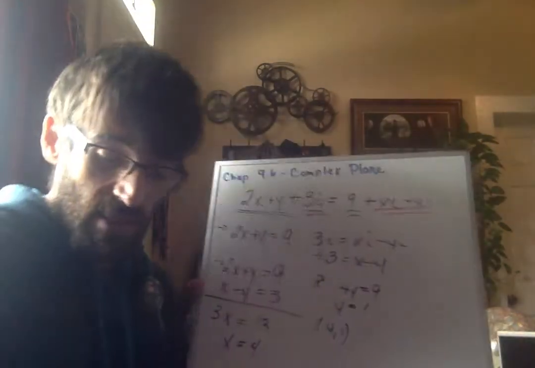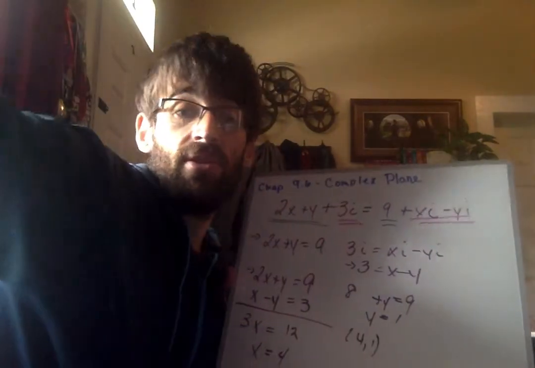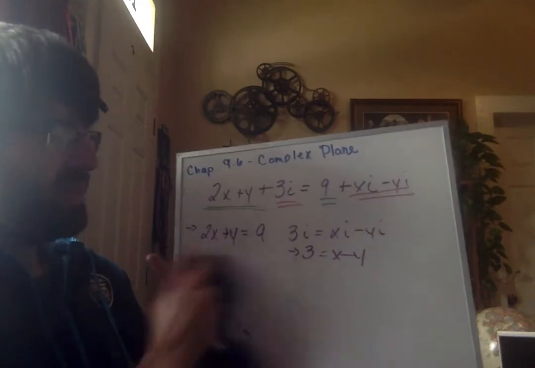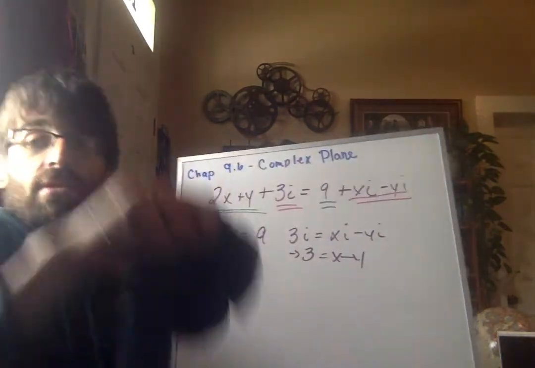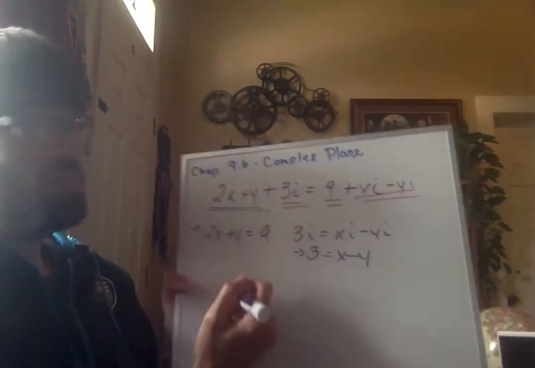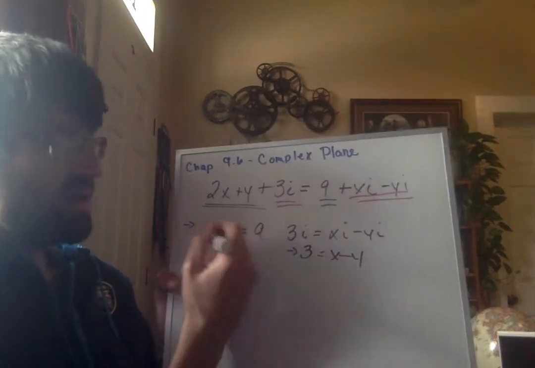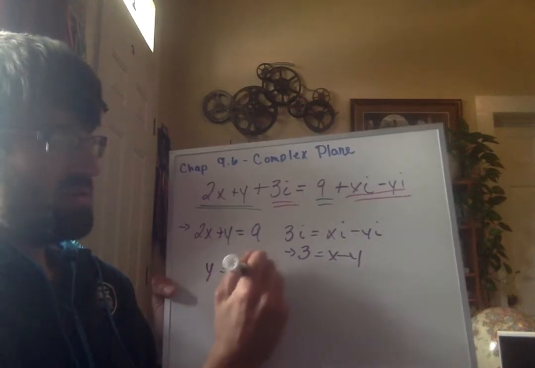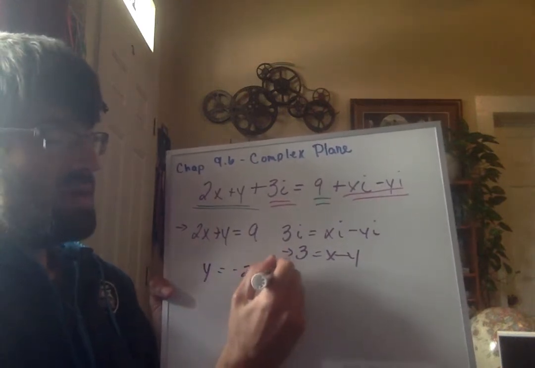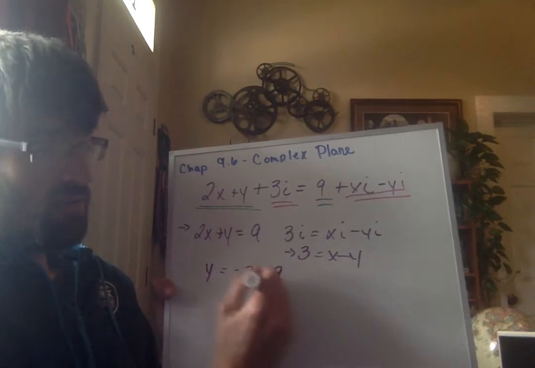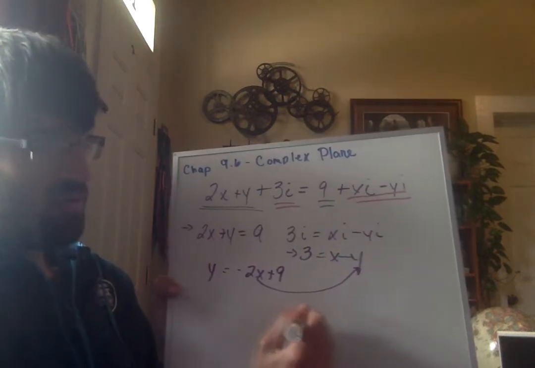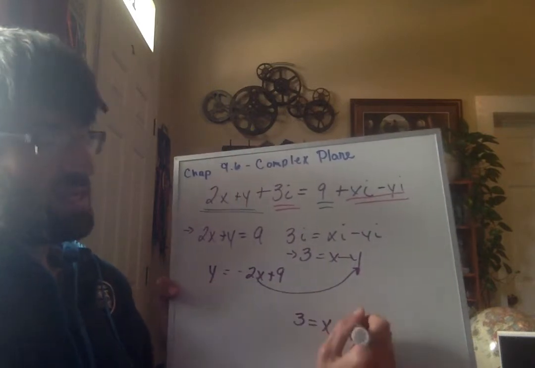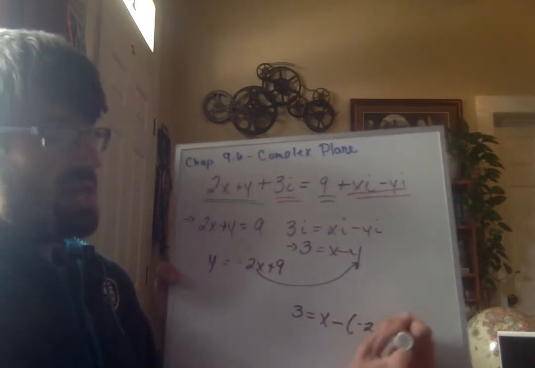The next thing I'm going to do is go back and do substitution. It really doesn't matter which one you do. It's the same thing and it gives you the same answer. So how I'm going to do substitution is I'm going to take this equation and set it equal to y. So y equals negative 2x plus 9. Then I'm going to substitute that in for this y right there. So I have 3 equals x minus the quantity of whatever y is, so negative 2x plus 9.